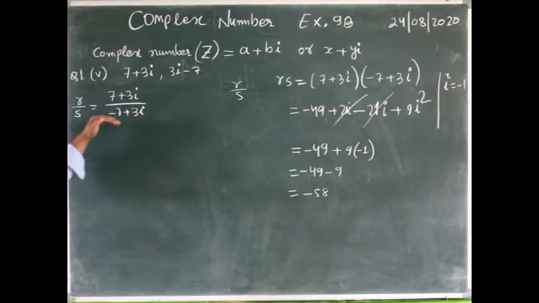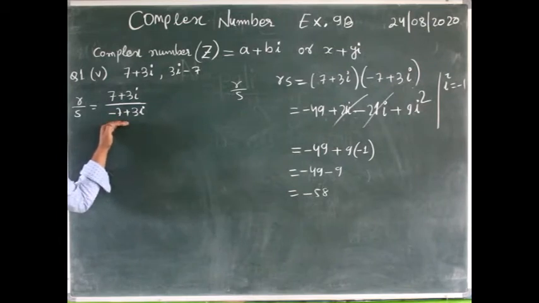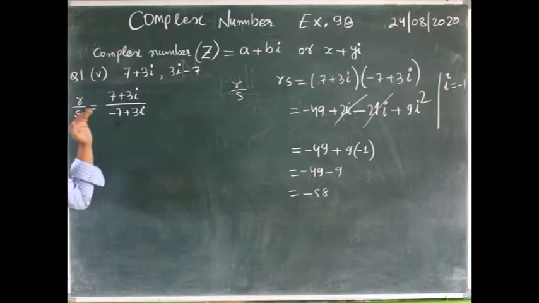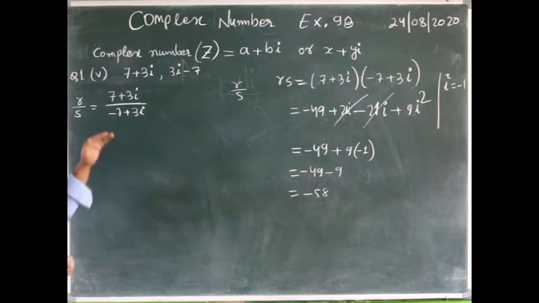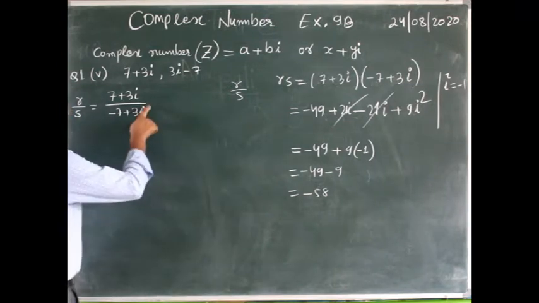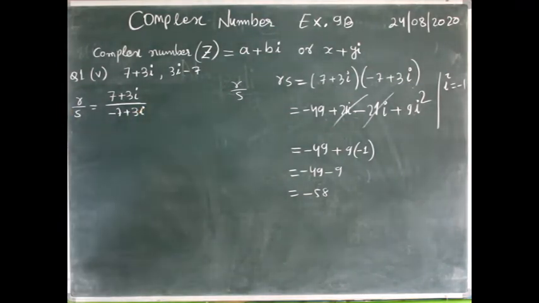Now to simplify this kind of expression, we have to rationalize the denominator. What we learned in the lower classes, class 9, with real numbers, how to rationalize the denominator, the same concept will be used here. Before doing that, I will show you one formula of complex numbers.